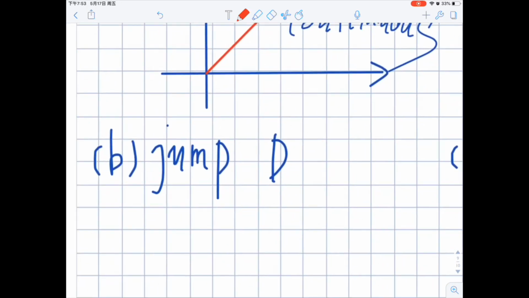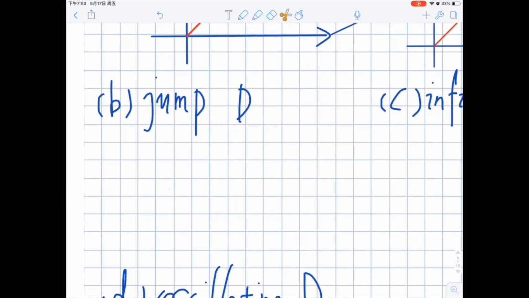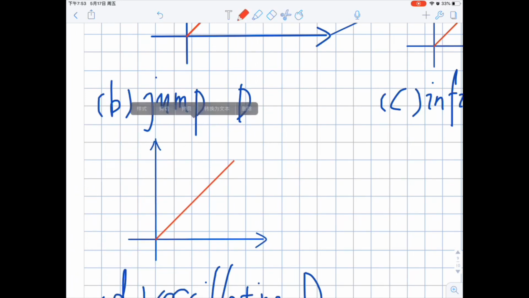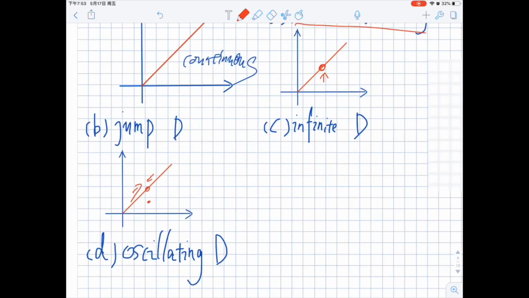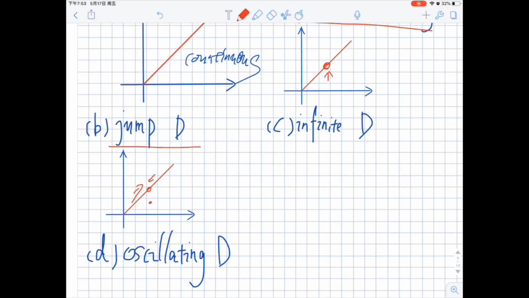Second one, jump discontinuity. Compared to this graph, it not only has a hole, but when x equals this, it actually has a y value, but it's not its limit. This is jump discontinuity.